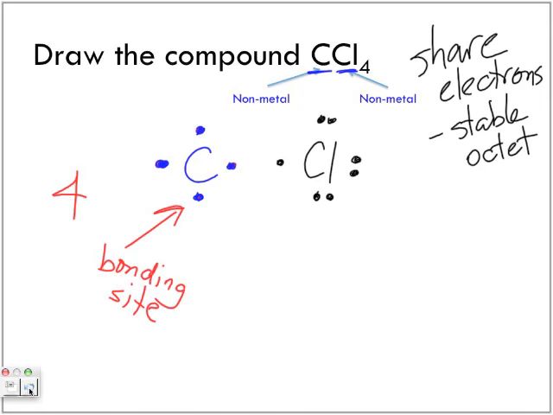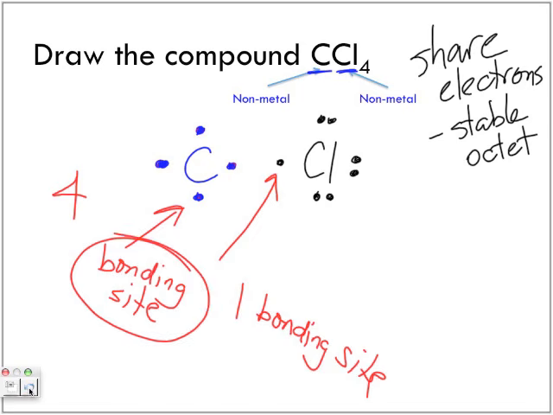Let's worry about this example here. Remember how we said the bonding site is the one that's by itself. Chlorine has only 1 bonding site. So the rule is, when we're drawing these electrons, the central atom is usually the atom that has the most bonding sites, and that would be carbon in this example. Because chlorine needs 1 more electron to become stable, it's only got 1 bonding site.